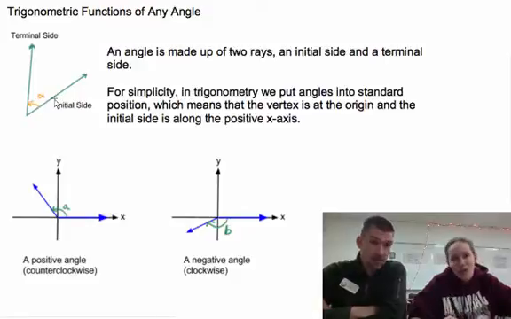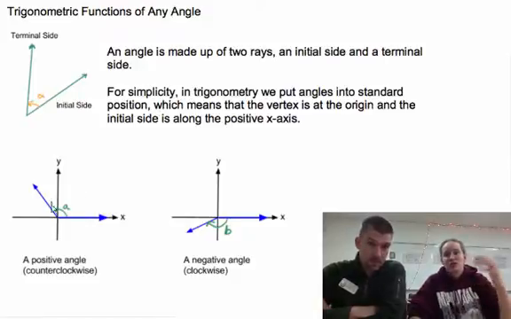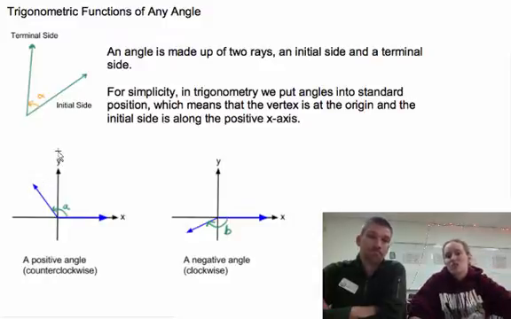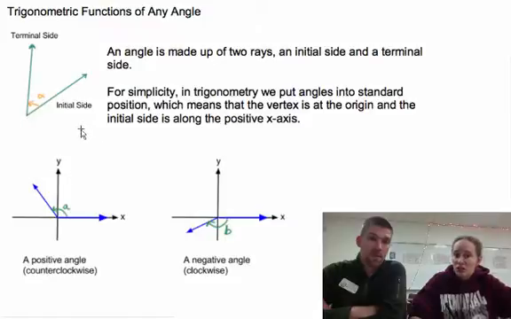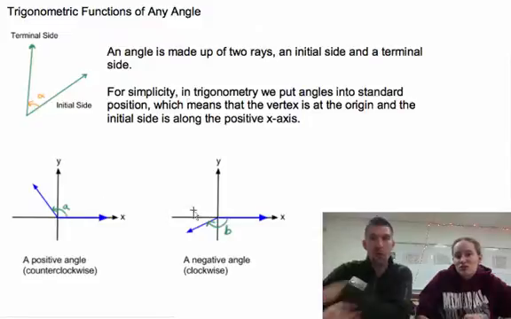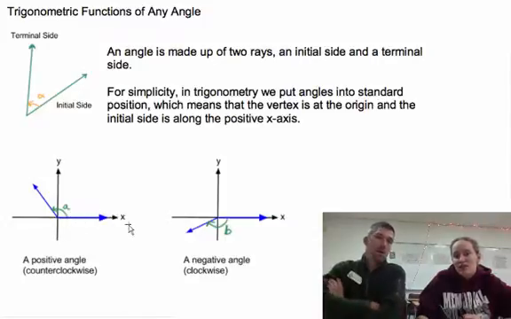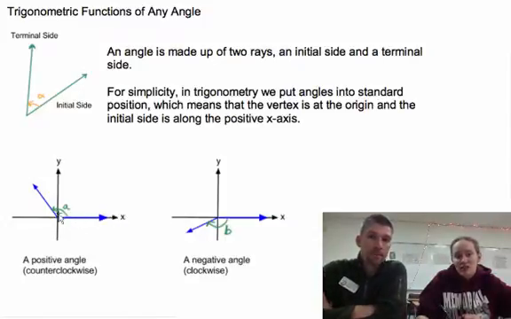And then for simplicity in trig, we put angles into standard position, which means the vertex, which is this little point right here, is at the origin, (0, 0), and the initial side is along the positive x-axis. So pointing off towards the number line that you've been using since kindergarten. We might as well keep it as simple as possible. So right here, 0 degrees is over here where this x is, because this is the positive x-axis, and then we just move the angle so that that's its initial side and its terminal side is wherever it needs to be.